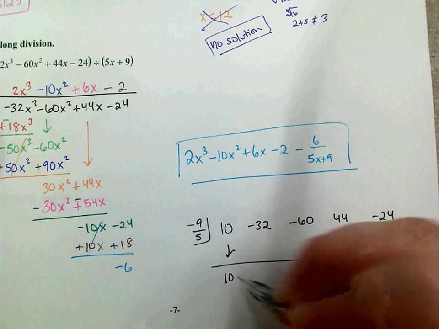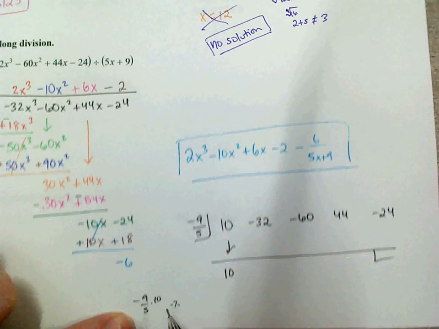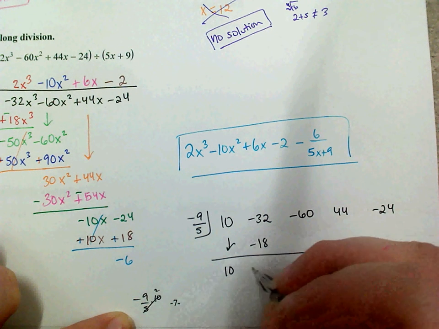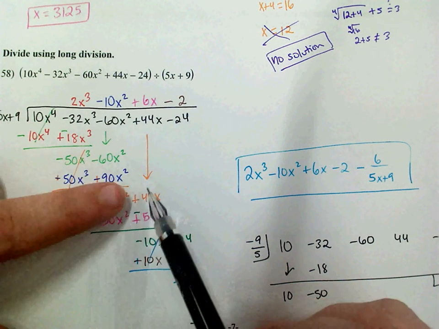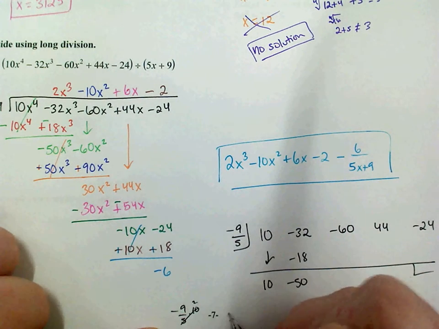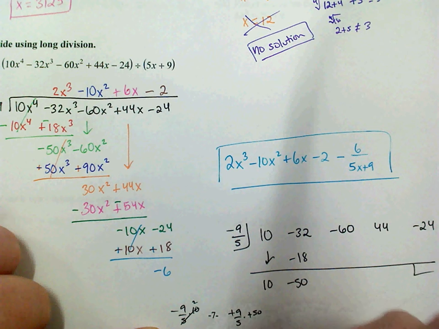Negative 9 divided by 5 times 10. I just think 10 divided by 5 is 2, and so that is negative 18. Add those up and you get negative 50, and what you're going to find is that we're just repeating this right here. Okay? So negative 9 over 5 times a negative 50. Negative times a negative is a positive. 50 divided by 5 is 10, so that's 90.